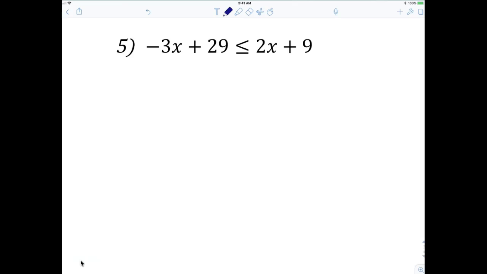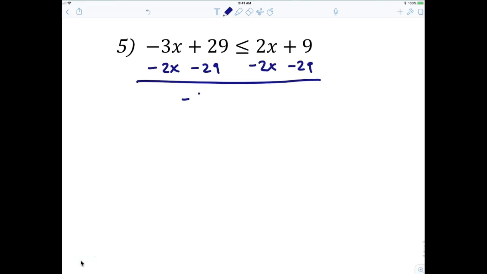All right. So here we go. Just to make sure, minus 2x. Well, let's just do minus 2x. I'm all right with that. And minus 29. and you have negative 5x less than or equal to negative 20. Is everybody happy with that? Now remember, when you divide, you have to do what? Change the sign. So here we go. Divide by negative 5. So x is greater than or equal to what? 4.